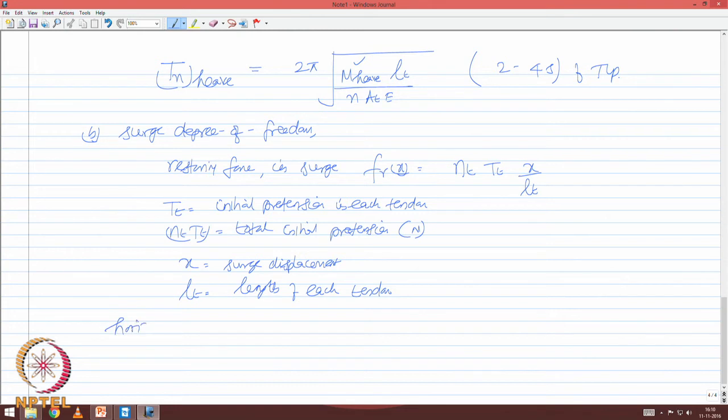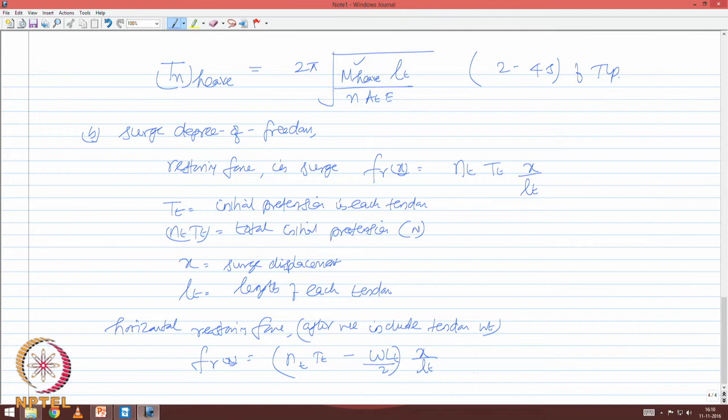The horizontal restoring force after we include the tendon weight also, in that case F of x will be N t T t minus W L t by 2, of x by L t, and period in surge is simply 2 pi root of mass in surge degree, length of the tendon divided by N t T t.